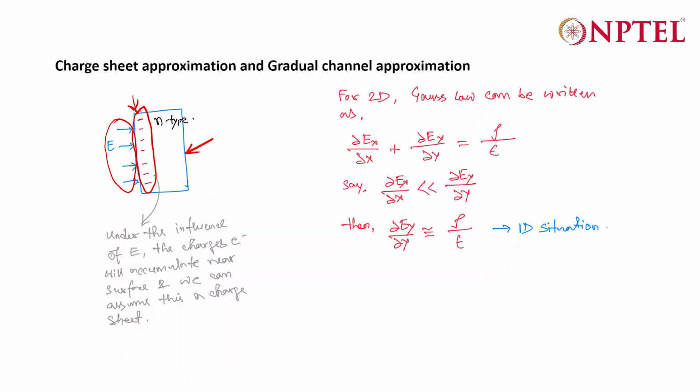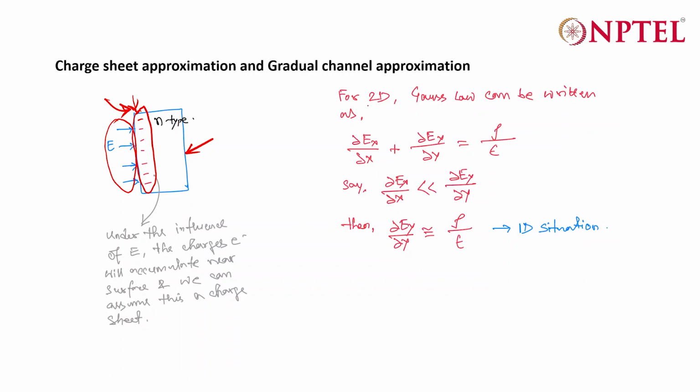However, in practice, you will find that the concentration of charge is varying with the distance. However, if you consider only the surface or very less depth from the surface, you can approximate this particular situation as a charge sheet. So during the MOS analysis, that is metal oxide semiconductor analysis, this type of approximation will be used, and we'll discuss this in detail. So this is what is known as charge sheet approximation.